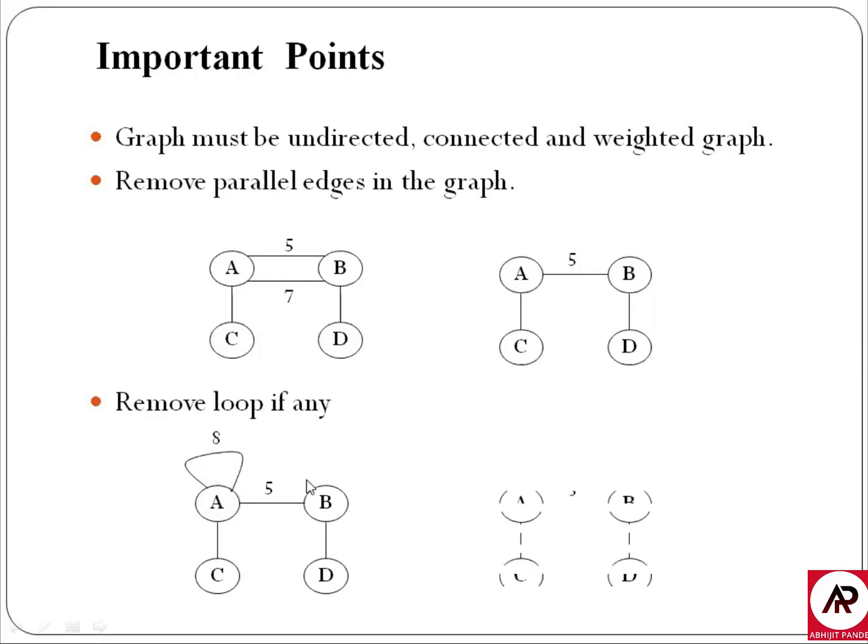So after removing the loop from the graph, our graph looks like this. Here the edge having the value 8, which forms the loop, we remove, and the remaining graph remains as it is. Let us discuss the example which is based on Kruskal algorithm.